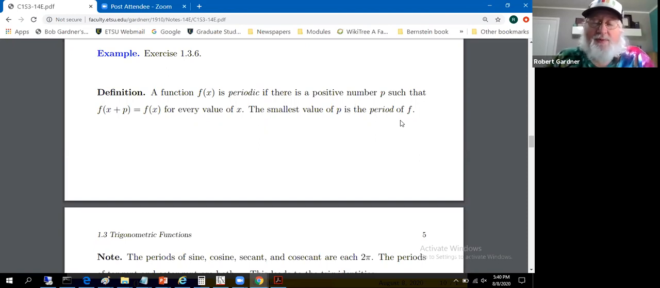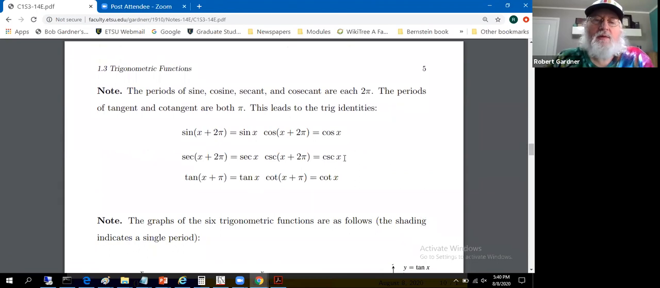They have period 2 pi, or pi, depending on which ones you look at. The claim here is the periods of sine, cosine, secant, and cosecant are each 2 pi. The periods of tangent and cotangent are pi. You've dealt with this before. Granted, we're glossing over some details, but like I said, we're doing almost a semester's worth of material in an hour, some odd, however long we talk about this.